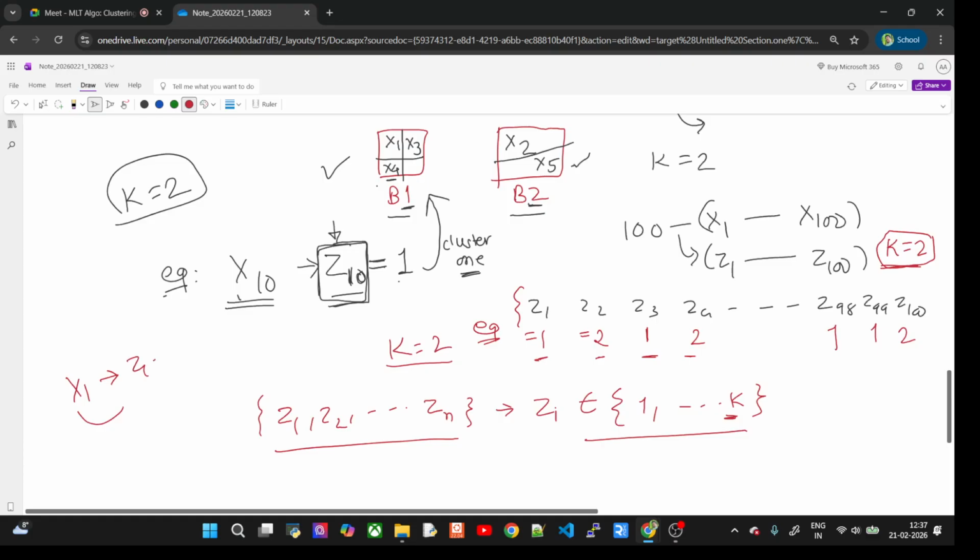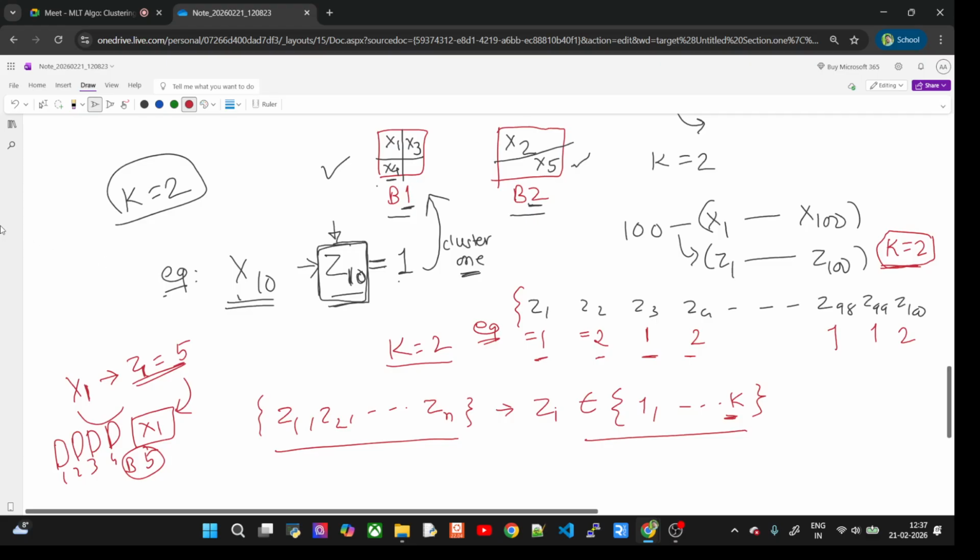So if I say z1 is equal to 5, then it will go to the cluster number 5. This is 1, 2, 3, 4, 5. So this will go into box number 5, because here they mention x1 will go into 5. So x1 will go here. Did you understand this important nomenclature, this important representation of x1 and z1?